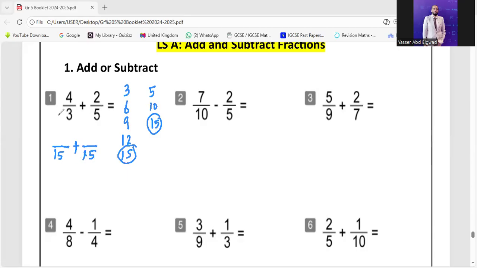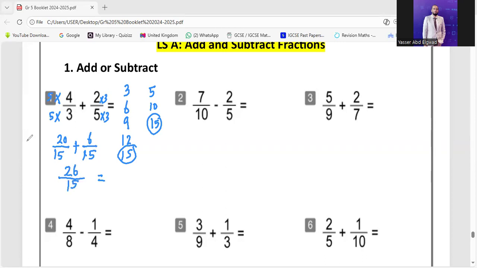We can do another way. We can multiply here by 5 and here by 3. How do we know that? Count 1, 2, 3, 4, 5. We add 3 five times, so we multiply by 5. And we also have to multiply 4 by 5, which becomes 20. And here we multiply 2 by 3, which is 6. In this case, we can add 20 plus 6 is 26 over 15.